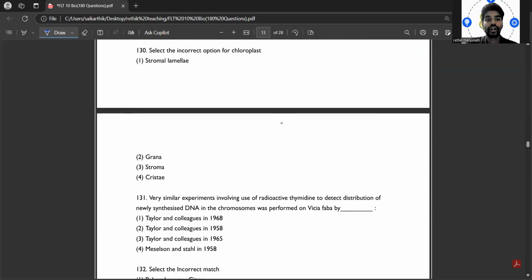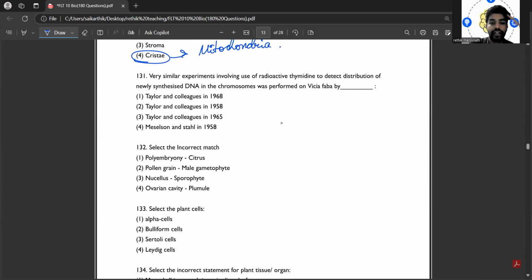Next is 130. What does 130 say? Select the incorrect option for the chloroplast. So out of this, cristae, because that belongs to the mitochondria. 131 says that a very similar experiment involved using radioactive thymidine to detect the distribution of newly synthesized DNA in the chromosome, performed on Vicia faba by Taylor and colleagues in 1958. It is a direct question.